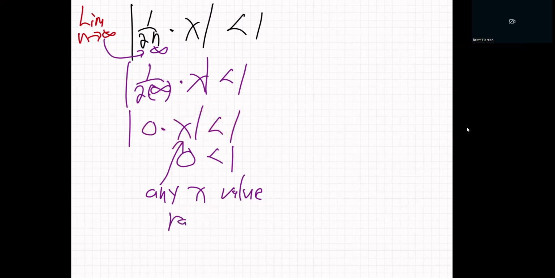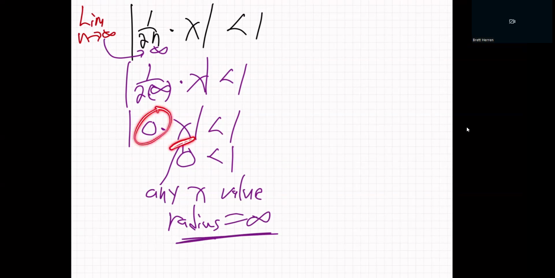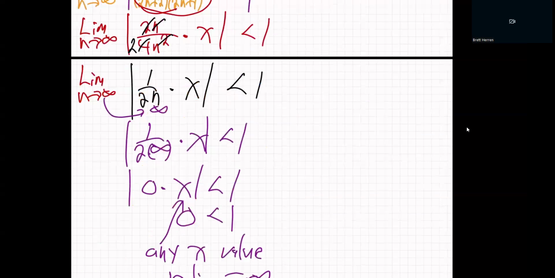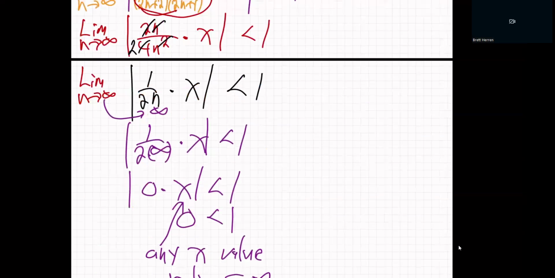The radius is infinity. X can go as big as you want because, whoops, what is the problem here? Erase that. There we go. The radius is infinity because this went to 0, and 0 times any number is going to be less than 1. So there we go. Radius is infinity. It is true. And so there we go.